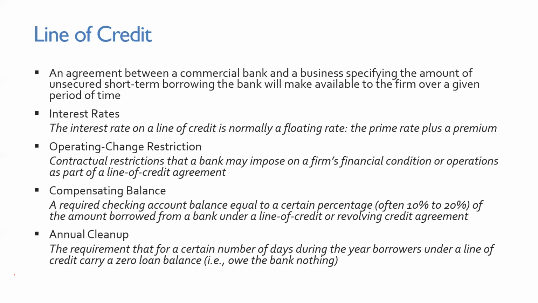Contractual restrictions that the bank will impose on the firm's financial condition or operations as part of the line of credit. Siyempre, nag 5 C's of credit sa'yo ang banko kaya ka na-approve ng line of credit. So therefore, if there are significant changes on the 5 C's, nagbago ang character, nagbago ang collateral, nagbago ang cash flows, then they may withdraw. So they may withhold the line of credit. Right? So hindi siya guaranteed. Yun naman yung isang factor ng line of credit.